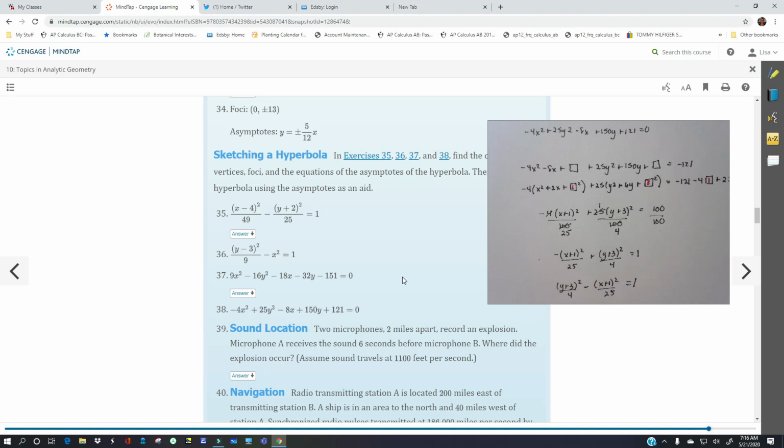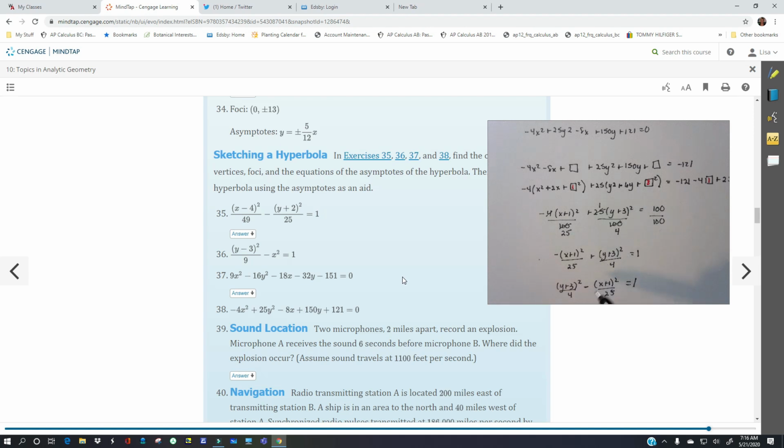All right? And not only that, now I know my center is negative 3, negative 1, right? Y comes first, so I'm going to have a vertical axis, which doesn't seem right because did I make a mistake here? 25 goes in 100 4 times, 4 goes in 25 times. No, that's right.